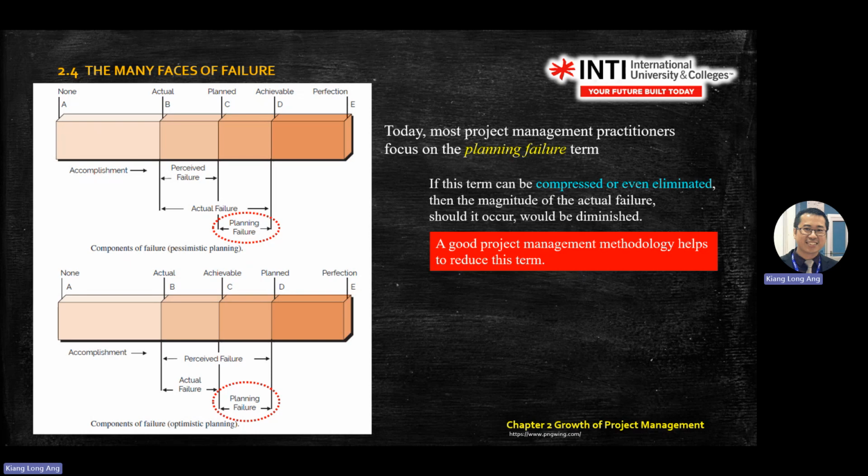So if this term can be compressed or even eliminated, then the magnitude of the actual failure, should it occur, will be dismissed. So it means you reduce C, you close it very, very near to what is achievable. It can be more, it can be to the left or to the right, but the important thing is the gap. You want to close the gap of the planning failure here. Okay. So you are the project manager. Your part is the planning part. As a project manager, you need to communicate well because you are the future director, the future senior manager. You should be able to understand what is happening in the industry.